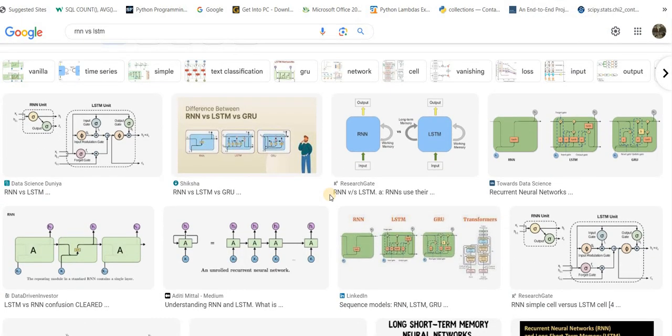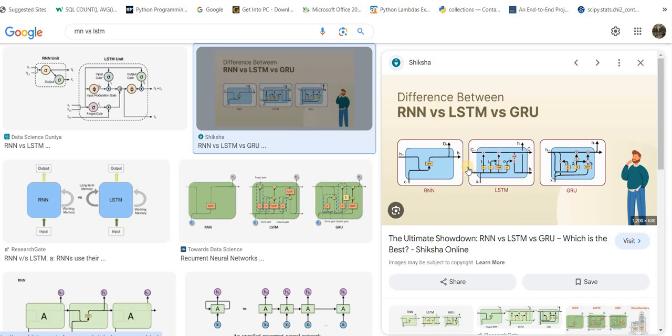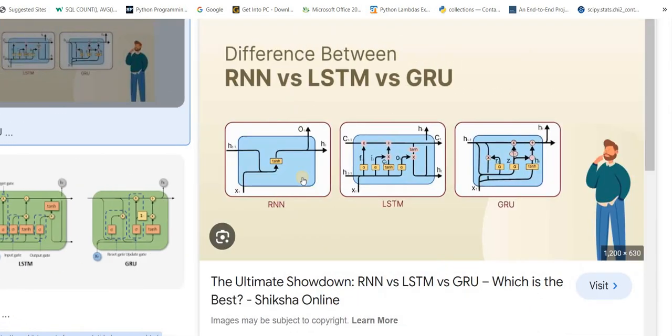So you can see it here. If you can see this diagram, let me zoom it a little bit. This is RNN, this is LSTM, this is GRU. You might notice that this one is simpler, this is the most complicated, and this one is a little bit simpler than the LSTM.